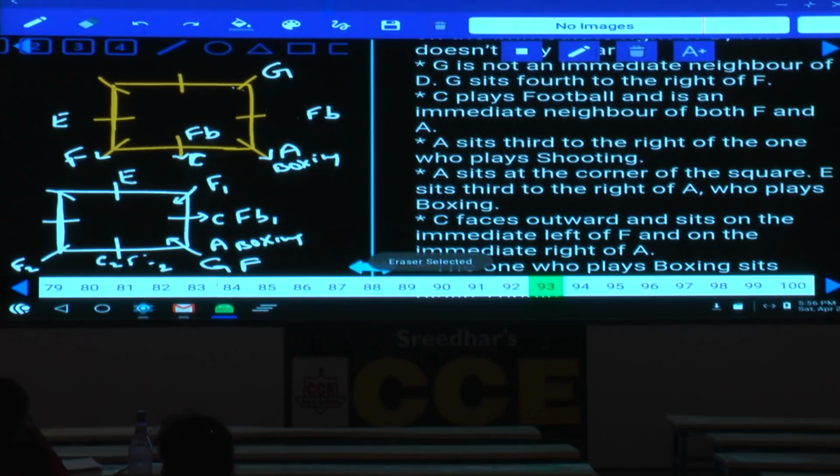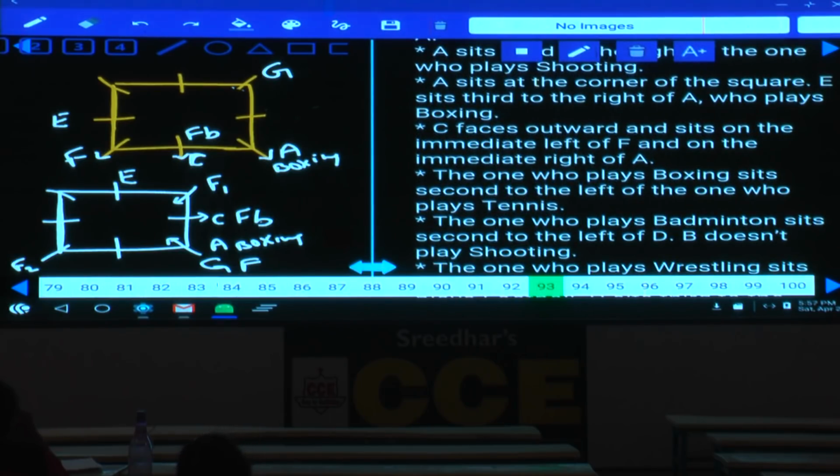Hence in this case, this C2 is not possible at all, isn't it? Now this C, who is playing football, must be at this place only. Are you following this one or not? Hence as of now we have two different cases. And C faces outside and sits on the immediate left of F and is on the immediate right of A.